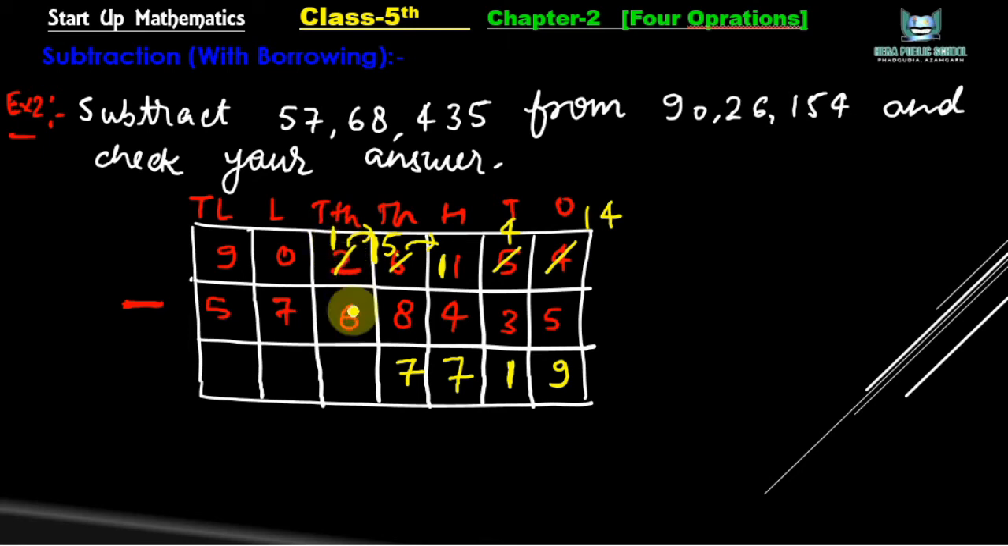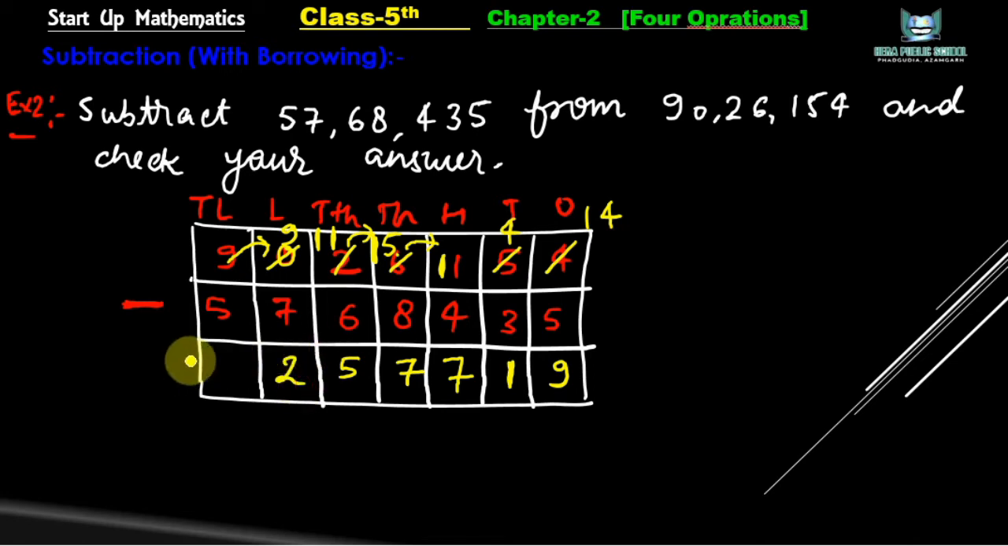So we need a borrow. So here we get 0. So 0 cannot give any borrow, because 0 means nothing. So we will take a borrow from the 10 lakh place. So it will give 1 borrow to 0, it will become 10, and the 10 gives 1 borrow to 1, it will become 11. So 11 minus 6 is equal to 5, and here was 10 and 10 has already given 1 borrow, so here we get 9. 9 minus 7 is equal to 2.